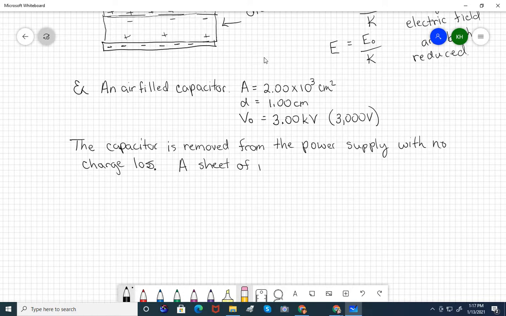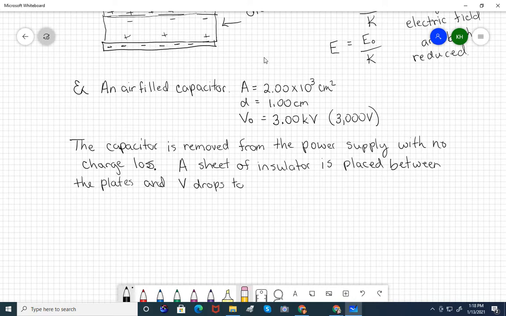A sheet of insulator is placed between the plates and the potential difference, V, drops to 1.00 kilovolts. All right, let's do some work.